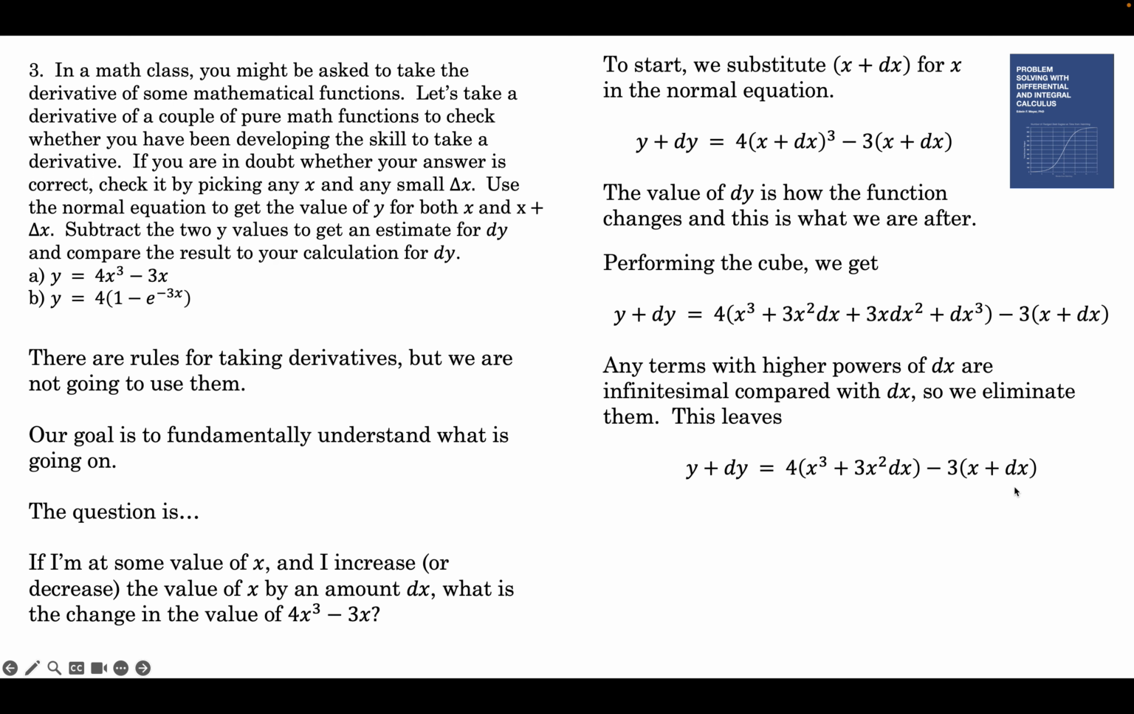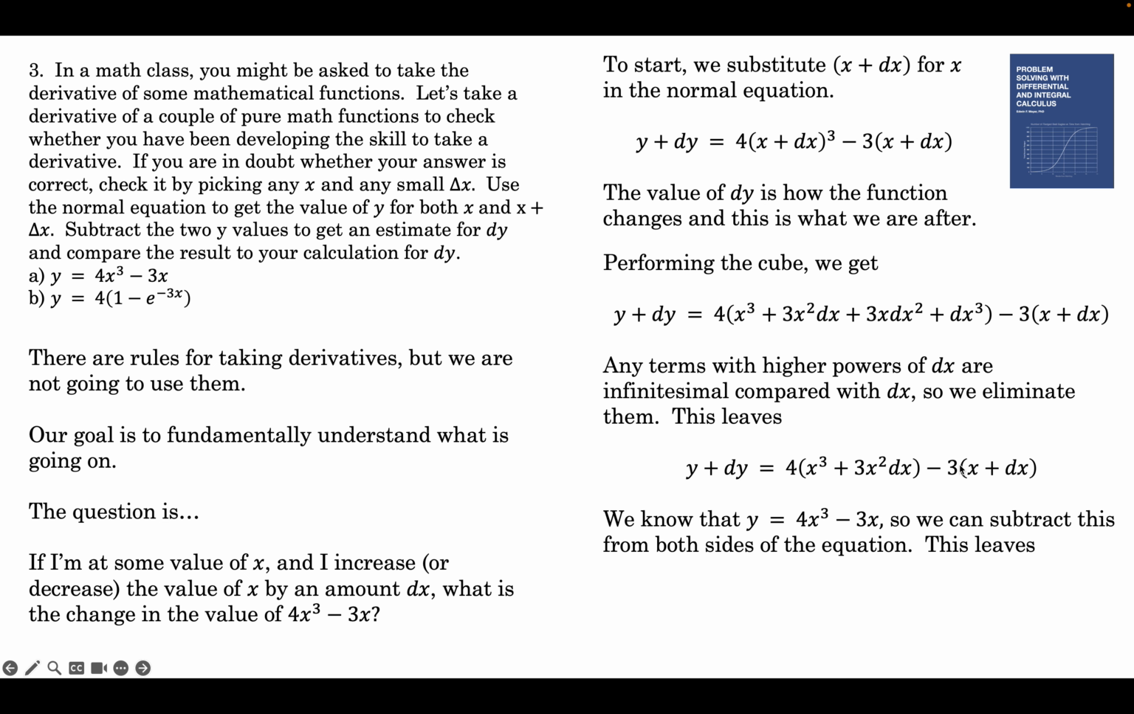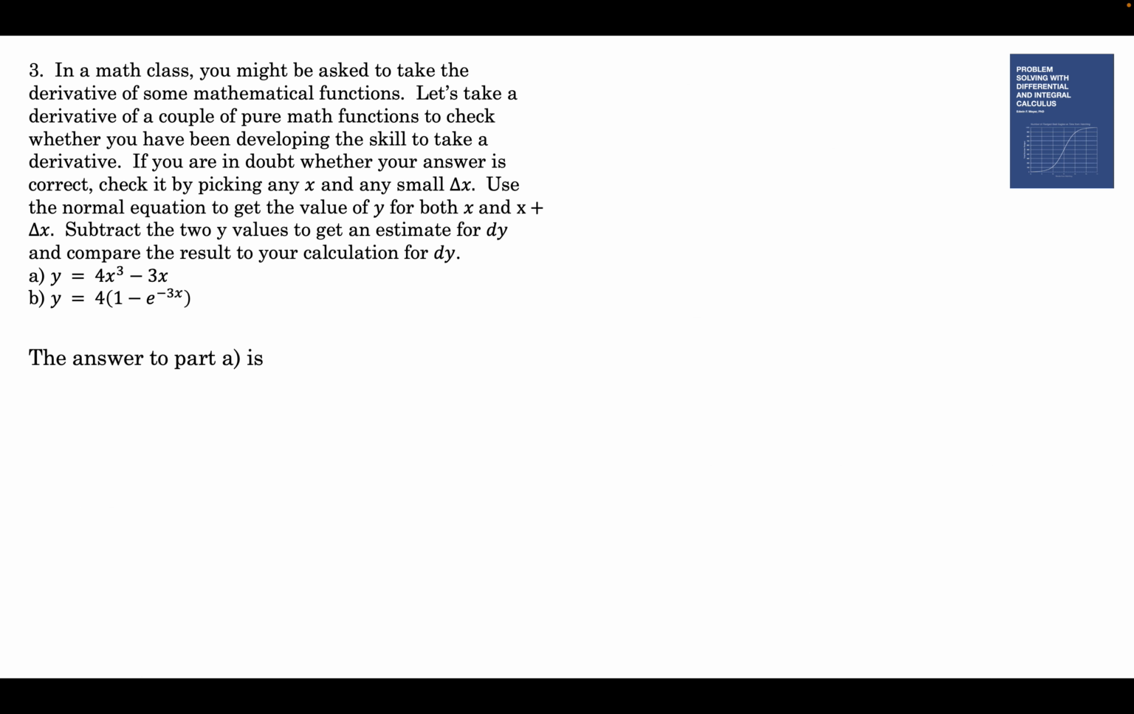And we have this. You can see y is 4x cubed minus 3x. That's the function, so we can subtract that function from both sides and get just dy on the left-hand side of the equation. And that's 12x squared dx minus 3 dx. If we did it right, that is the derivative. That relates dy to: I'm at x, I change by dx, how much does y change? That's my dy, starting at any x, shifting over an infinitesimal amount dx.